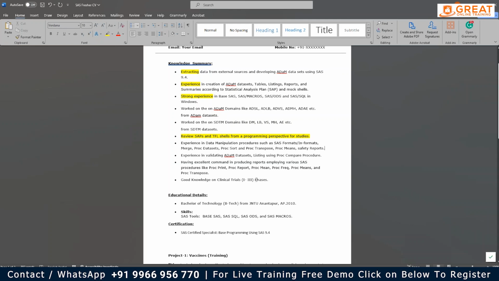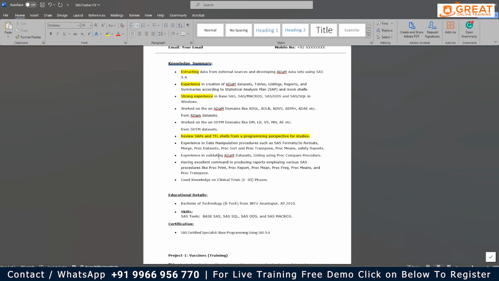The next one is experience in validating ADaM datasets and listings with the proc compare procedure. Yes, you have worked in a role of comparing one dataset with another dataset. As the developer, you have developed one thing, and on the client side there is one more programmer who has developed something. We compare both results. I also created the same datasets using the spec. You also created the same dataset using a spec.